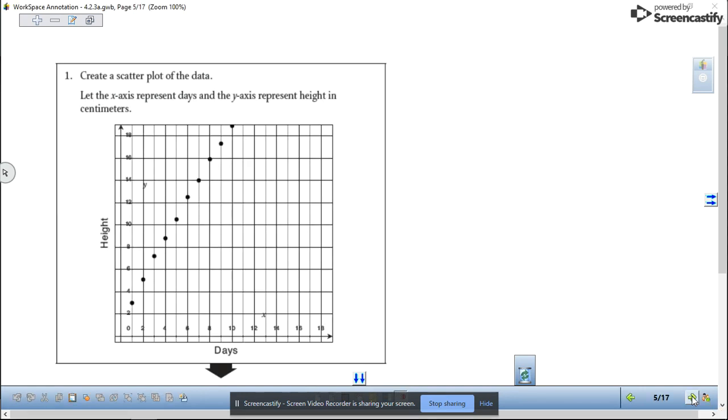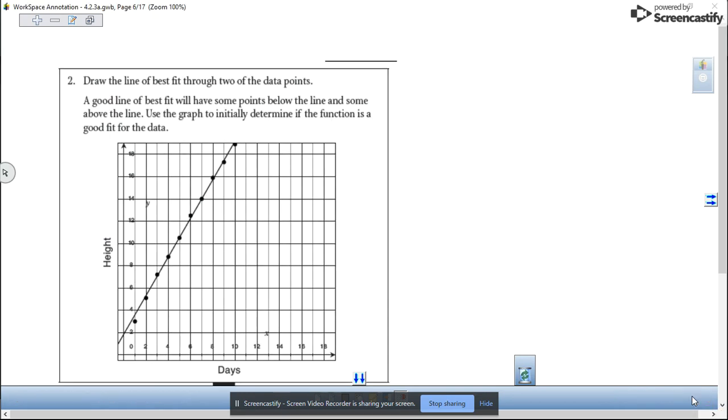And if you notice, you can pretty easily see that those dots form a straight line, or pretty close to a straight line. So the line of best fit would be something like this. And if you notice, the dots aren't all exactly on the line. Some are just a little bit above and a little bit below. For example, here at 1, it's a little bit below. Here at 6, it's a little bit above.